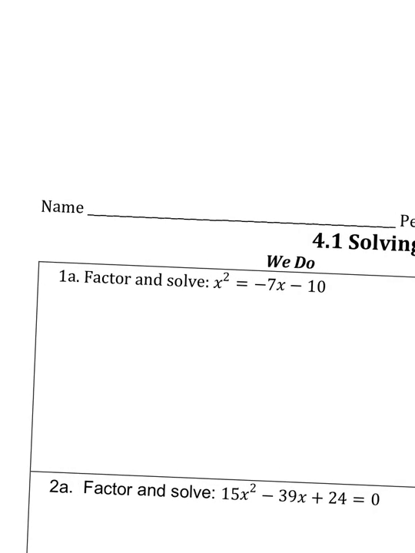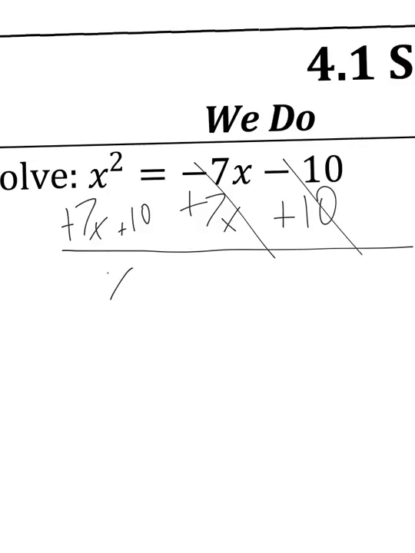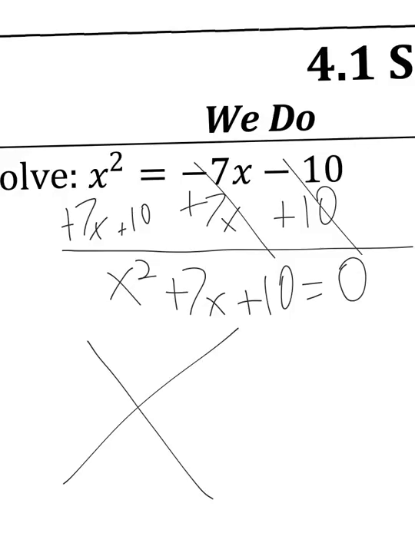We're starting with factoring. Factor and solve x squared equals negative 7x minus 10. Okay, so it needs to equal 0, so everything needs to be on one side. So I'm going to add the 7x and add the 10 over to the other side. And that's going to give me x squared plus 7x plus 10 equals 0. Nothing combines, okay? So you have your ax squared plus bx plus c. It's in that form.